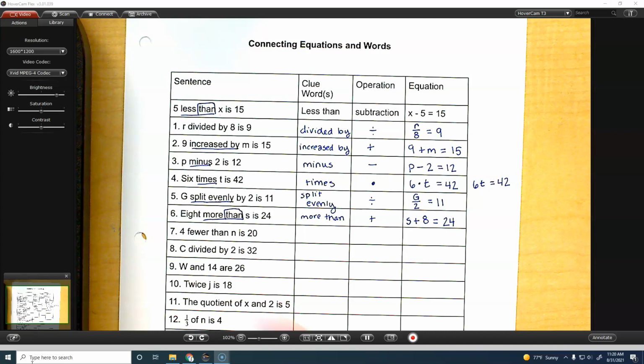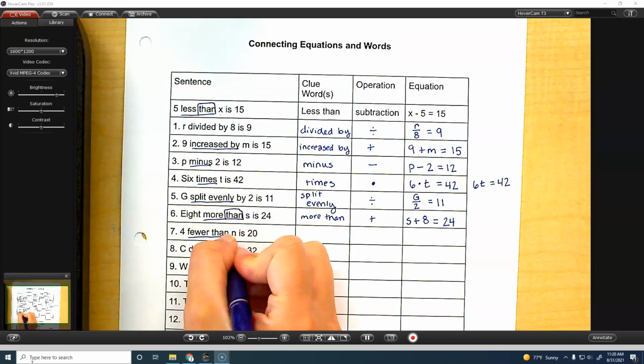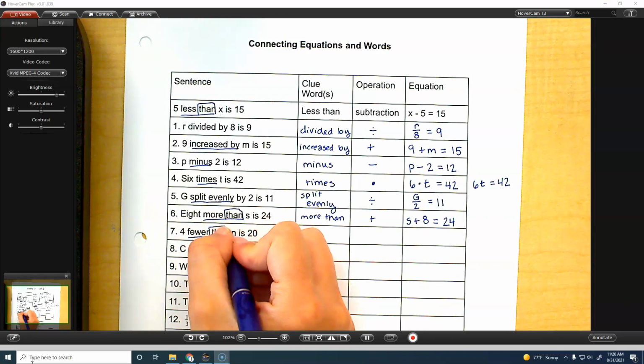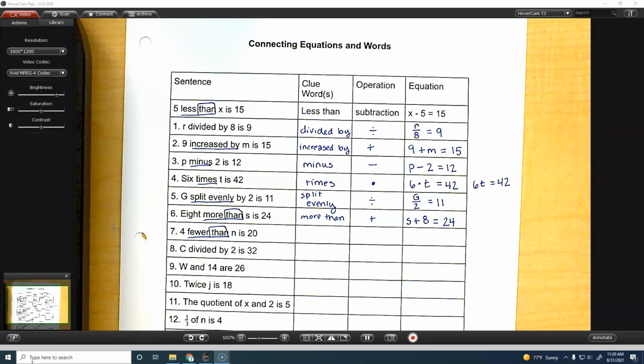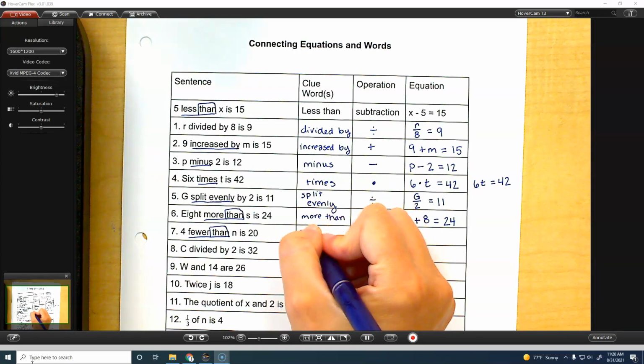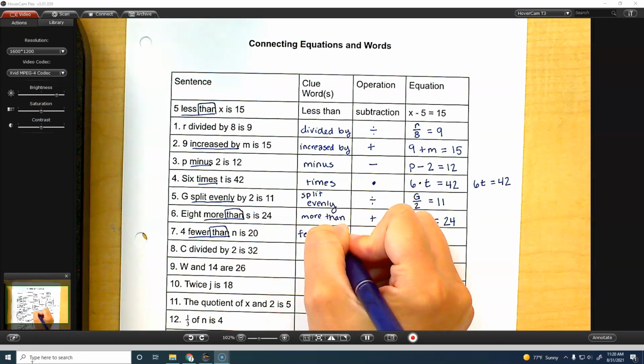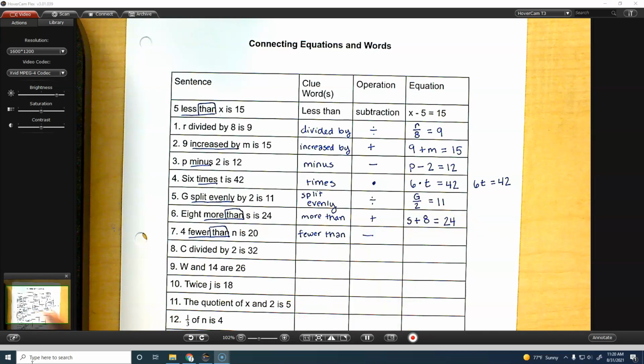Okay? For fewer than, I see that word than again. So when I'm doing fewer than, let me write that down, fewer than, which tells me subtraction. Allison, how would I write that one? 4 fewer than n is 20.